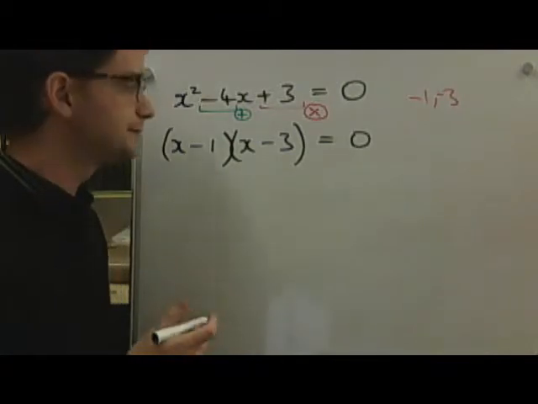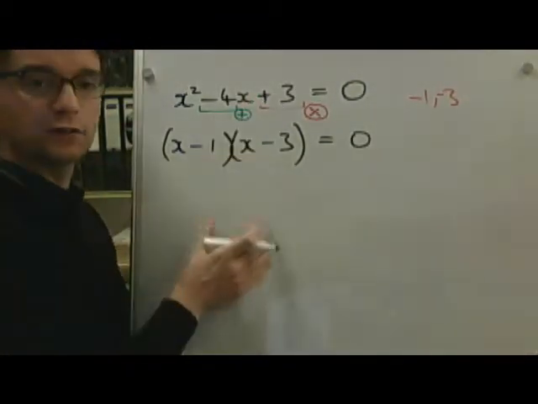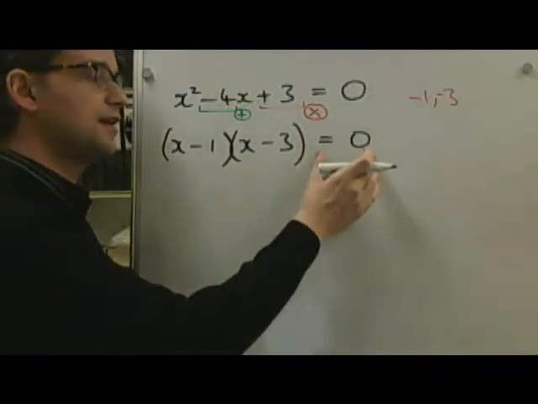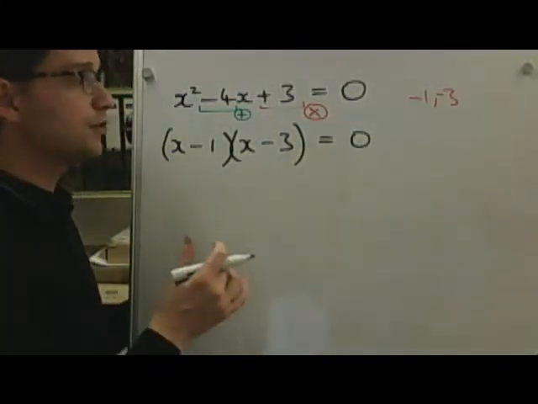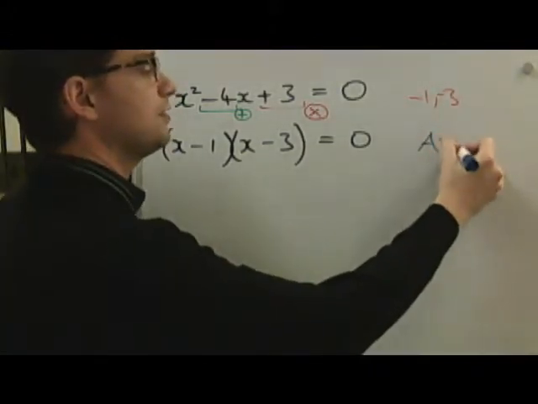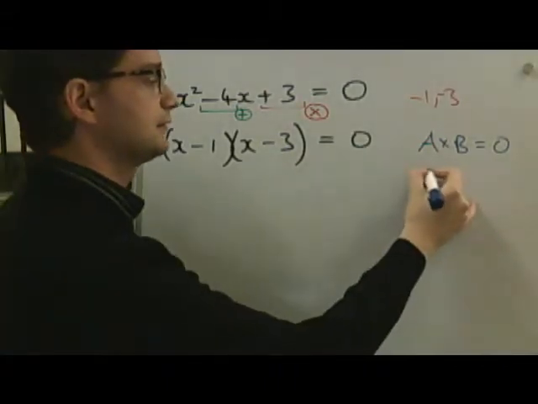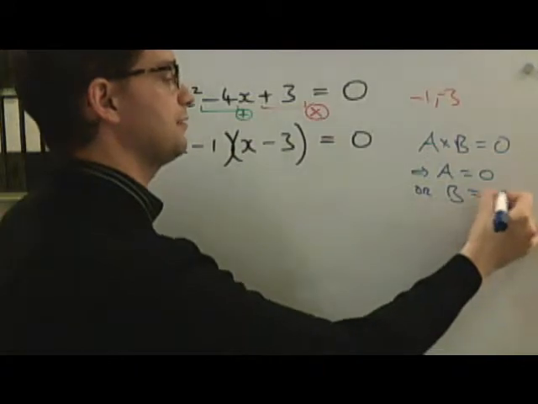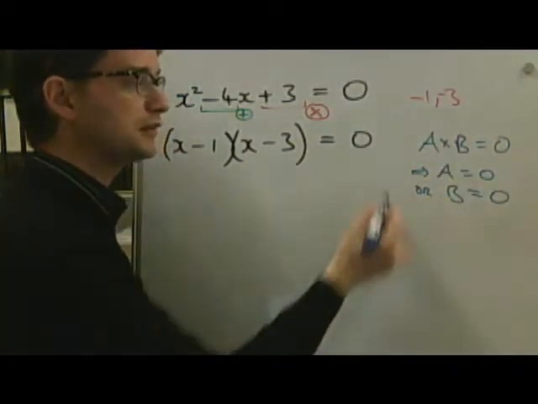How does this help me? Well, it helps me because what I've now done is I've turned this quadratic expression into something that says this thing times this thing equals 0. And whenever you've got a situation where one thing times another thing equals 0, then A is 0 or B is 0. If you've got A times B equals 0, one of them must be 0.